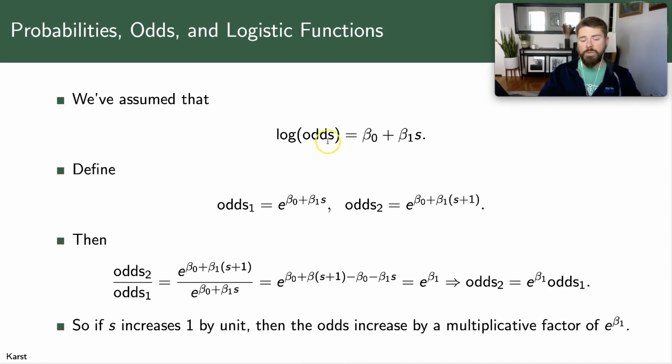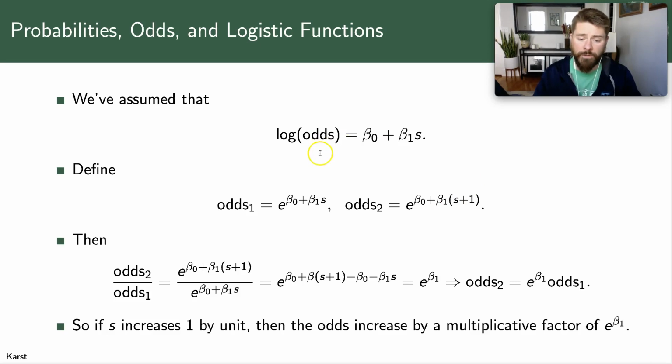So what we're assuming here is that the log of the odds is a linear function. So imagine I had two messages. One of them, message 1, with S spelling errors, and the second one, message 2, with S plus 1 spelling errors. What's the relationship between the odds that those two things are spam?